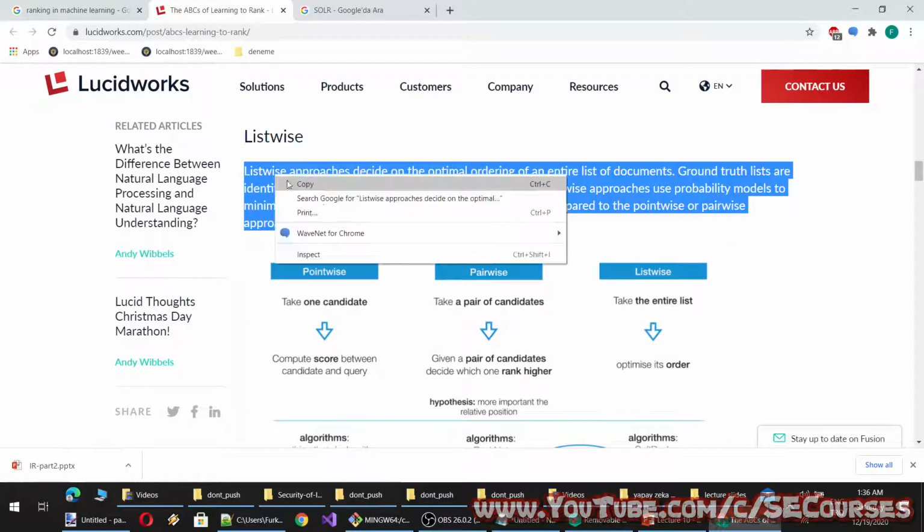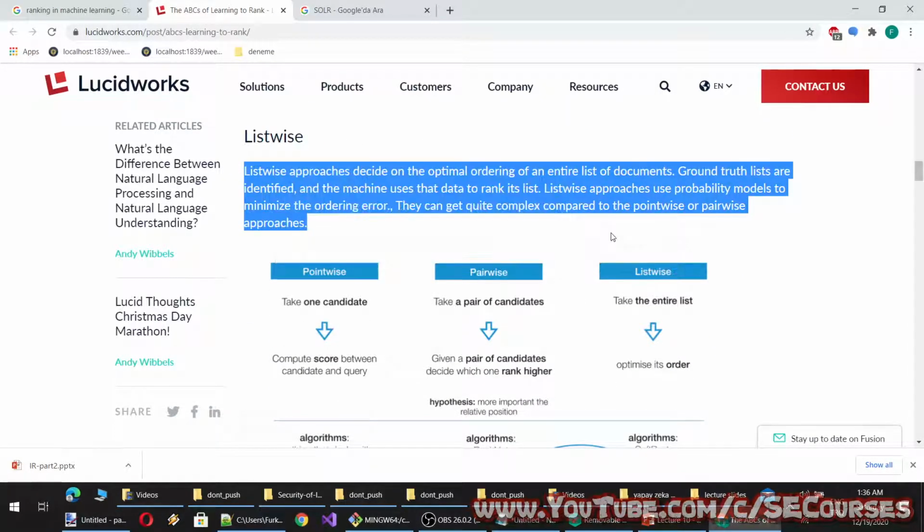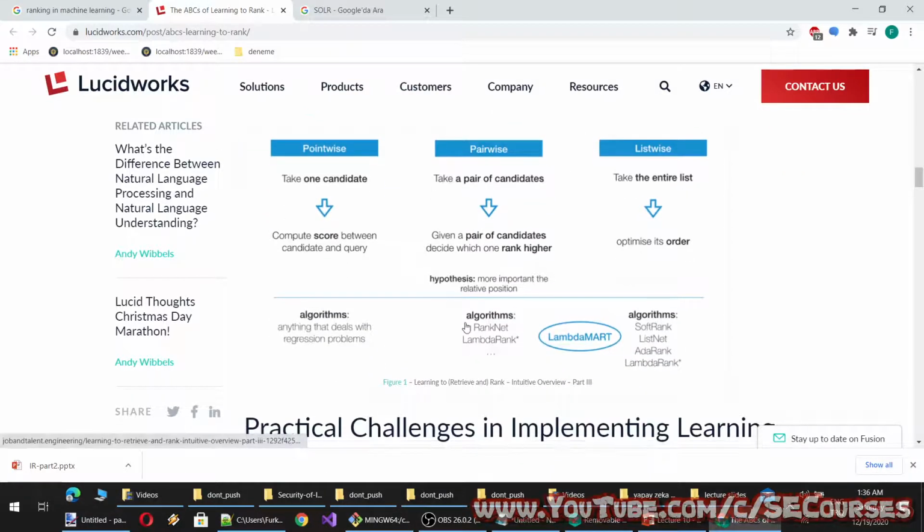Listwise. Listwise approaches decide on the optimal ordering of an entire list of documents. Ground truth lists are identified, and the machine uses that data to rank its list. Listwise approaches use probability models to minimize the ordering error. They can get quite complex compared to the pointwise or pairwise approaches.